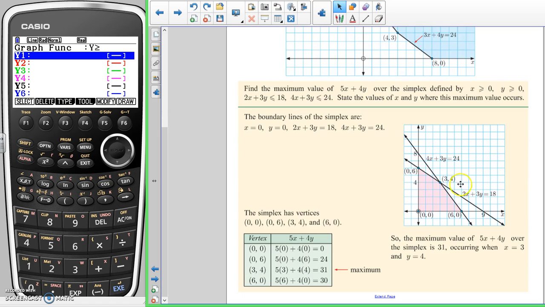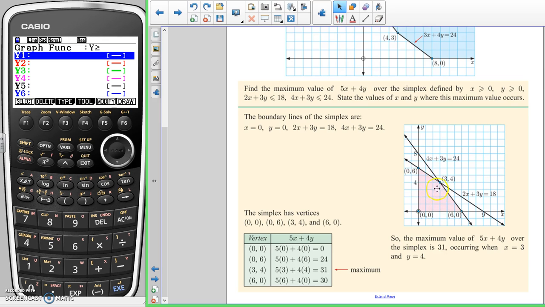Here's another example. It's shown in a little bit more detail. So you've got 5x plus 4y as our objective function. You've got x is greater than or equal to 0, y is greater than or equal to 0, so this part here. 2x plus 3y is less than or equal to 18, and 4x plus 3y is less than or equal to 24. So that's been graphed here. You can find that your simplex or feasible region, whichever is easiest to remember for you, is here. What we then do is find your coordinates, which we've already looked at previously: (0, 6) for the first one, (0, 0) will be down here, (6, 0), and (3, 4).